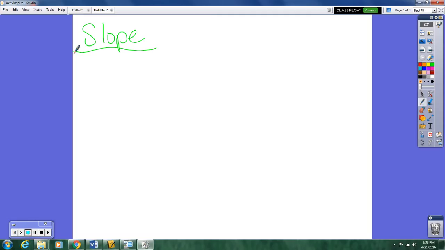What are some things that we know about slope? Rise over run, that's one thing. Okay, so we know rise over run. What else? Well, that's slope intercept form, but what in there is the slope? M is the slope. Okay, so we know that. So M is the slope. The variable is the slope. What else do we know?